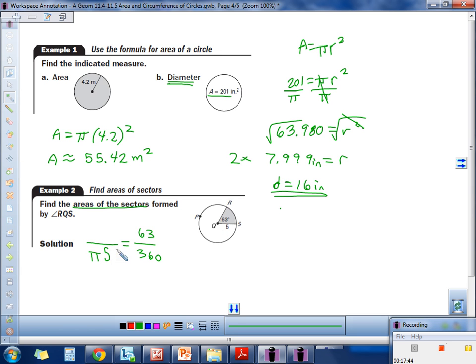Pi 5 squared. And now we can cross multiply and solve for that unknown piece on top, the area of the sector. So on your calculator, it'd be smart to do pi times 5 squared times 63 and then divide by 360. 13.74. And that's area, so we put units squared. Always put units. If they don't give them, you put U.